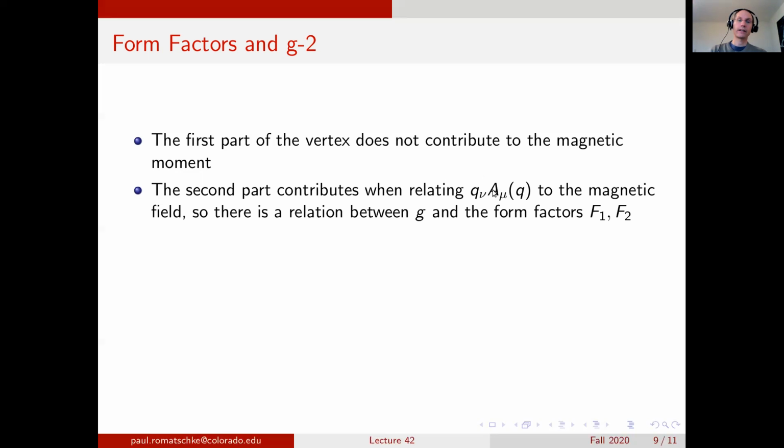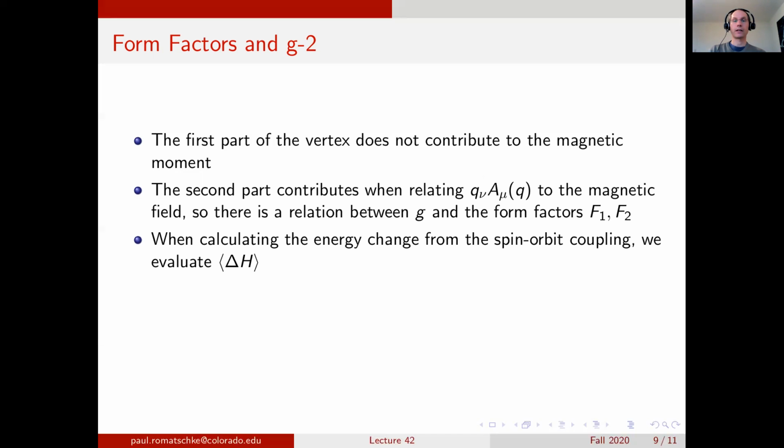So what we'll find is that there's a relation between G and the form factors F1 and F2 for the connected amputated vertex function to arbitrary order in perturbation theory. And we can use that in order to relate our result for the form factor directly to the G, or the correction of G that we get from the classical result.